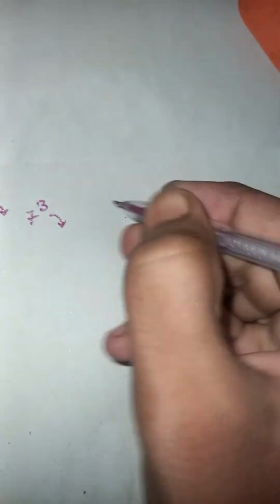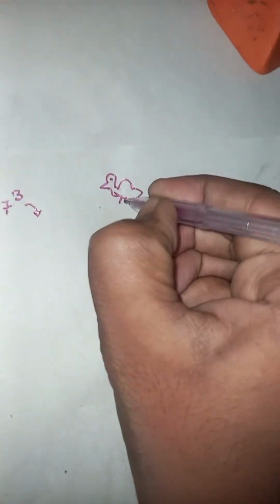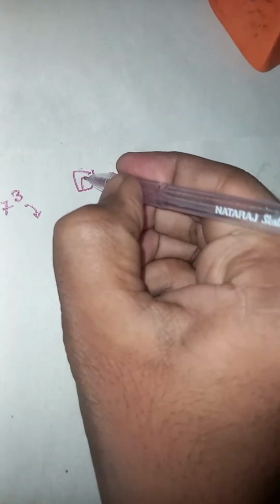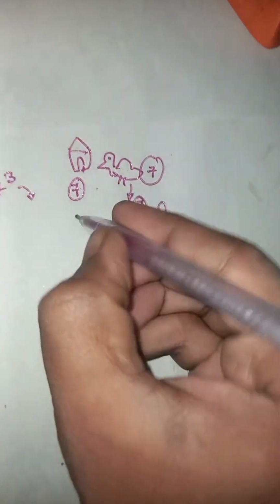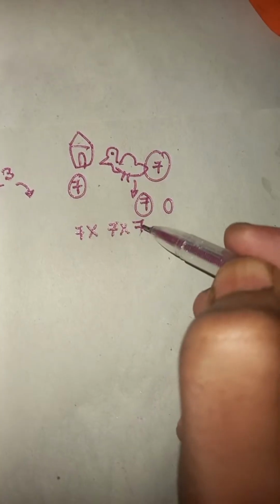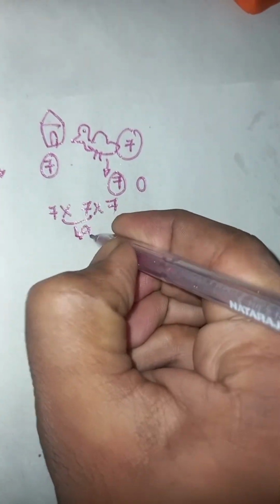You may want to find out what is the value of 7 cube, and how 7 cube actually arrived. There are totally 7 chickens. Each of the 7 chickens lays about 7 eggs, and each of the 7 chickens is housed in a single house. Like that there are totally 7 houses. So each chicken lays 7 eggs, and the total number of eggs is 7 times 7 is 49.